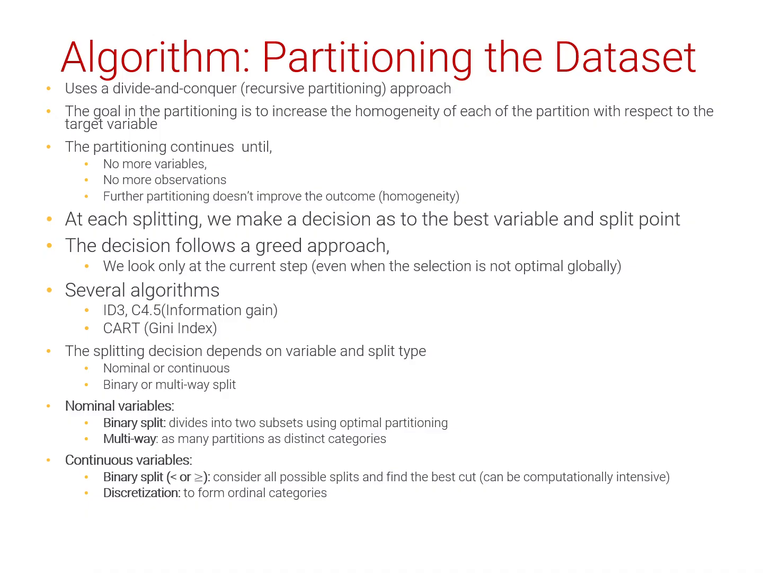When dealing with continuous variables, the algorithm needs to determine the best cut point to create the most homogeneous subsets. One approach is to consider all possible splits and find the best cut point based on the chosen criterion. However, this can be computationally intensive, especially for large datasets. An alternative approach is to discretize the continuous variable into ordinal categories, effectively transforming it into a nominal variable.